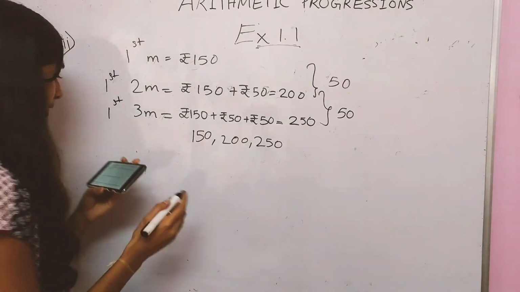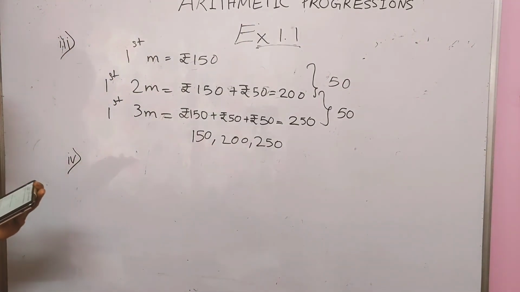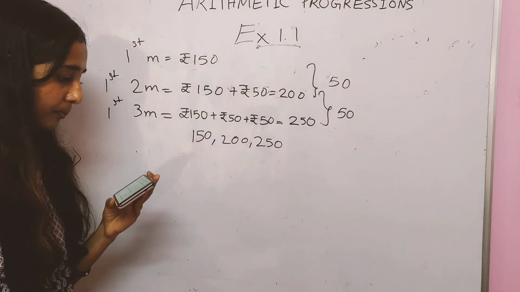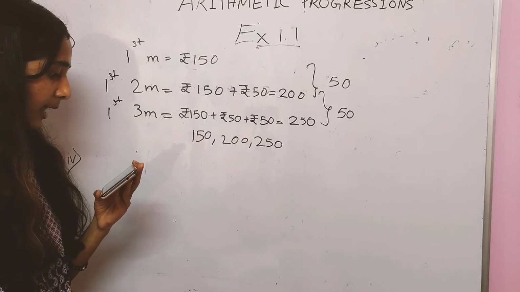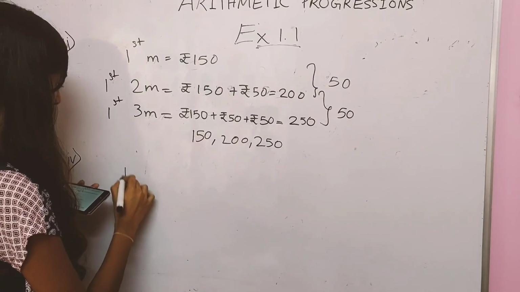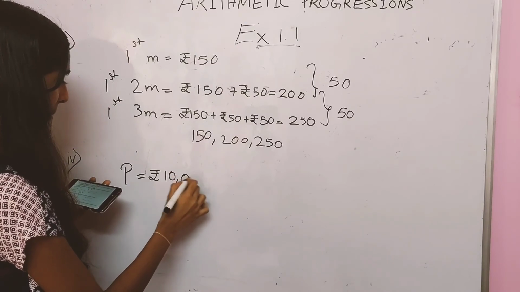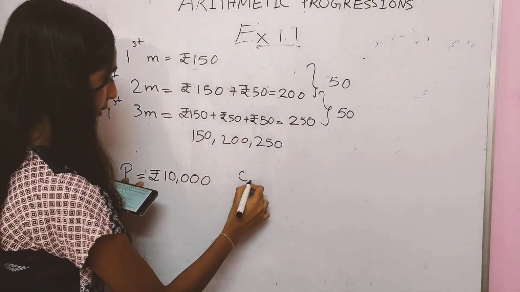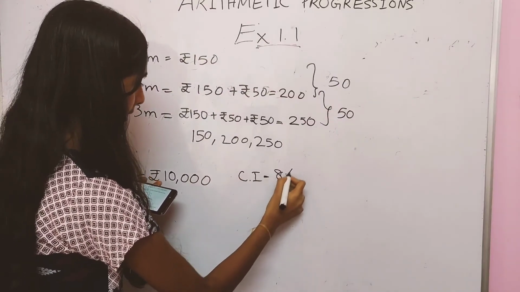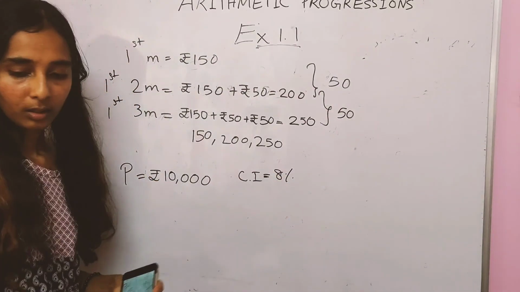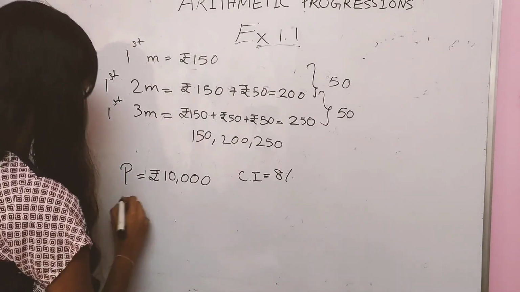The fourth sub question. The amount of money in the account every year when rupees 10,000 is deposited at compound interest. So principal is rupees 10,000. Compound interest is how much? 8% every year. For this sum, you need to know the formula of compound interest.